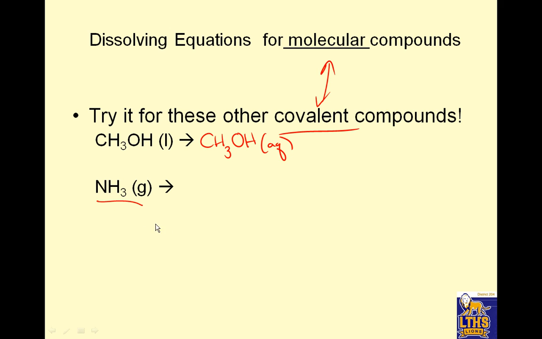It's solvated. NH3 is ammonia. It's a gas, and it's polar, so it dissolves in water. What happens when it dissolves in water is every ammonia molecule gets surrounded by water molecules because they're polar.